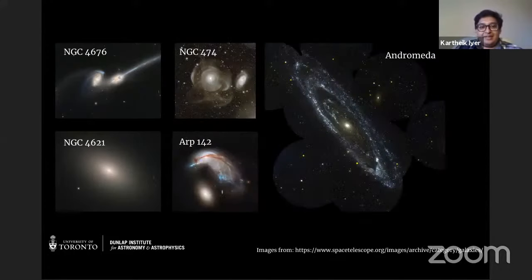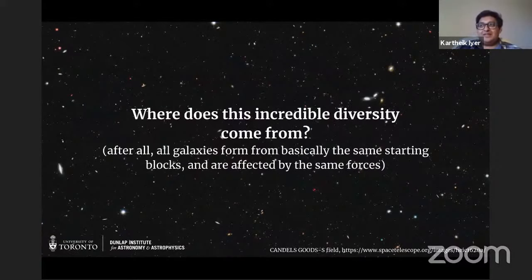And in addition to that, you can also have all of these really nice-looking galaxies that show completely bizarre shapes. And here's another example, Andromeda, which is one of the galaxies closest to us, a nice-looking spiral. So there's this incredible diversity in how galaxies look. And it becomes a very interesting question to think about, because we look at all of these galaxies around us and we wonder where this incredible diversity comes from. After all, galaxies are all made out of the same starting materials, right?